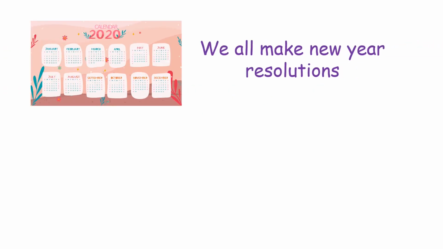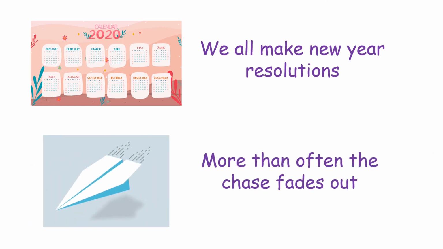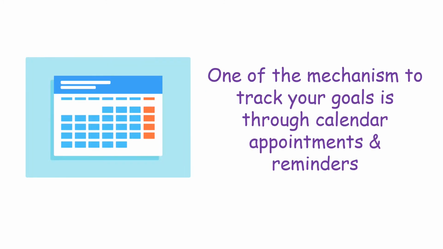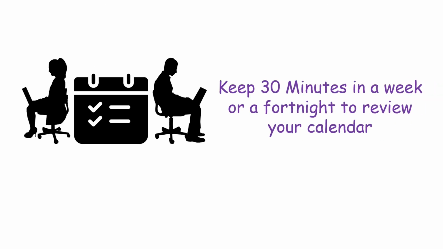Tracking your goals. At the start of the year, we all make New Year resolutions. Then, what happens? More often than not, the chase of the goals fades out in a month or two. Why? Because we do not keep track of them or have a mechanism to review them regularly. One of the easiest ways to track your goals is through calendar appointments and reminders. All we need to do is set an action reminder. Keep 30 minutes in a week or a fortnight to review your calendar. Review, track, and update them regularly. This would completely change your game.